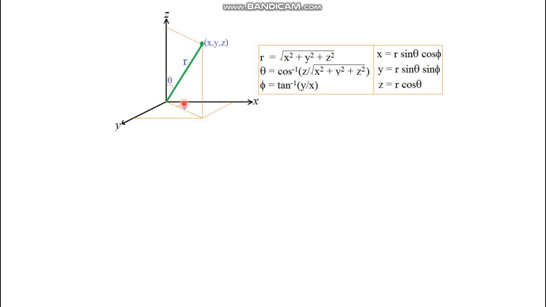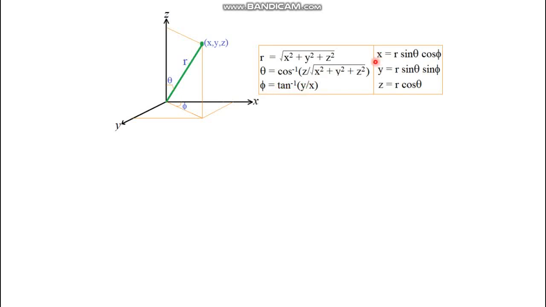That means it can take a whole round about, from here to here, and the relationships can easily be obtained. These are r equals root over x square plus y square plus z square, cos theta equals z by r, that is theta equals cos inverse z by r, and putting the value of r, this is the final form: cos inverse z by root over x square plus y square plus z square. The tan phi value is nothing but y by x, therefore phi is tan inverse y by x.